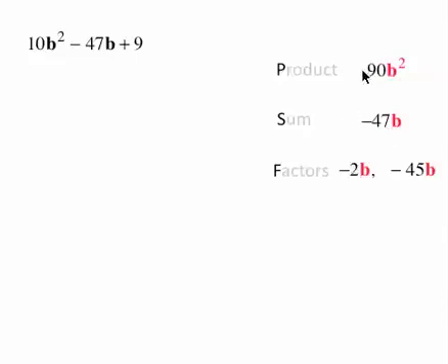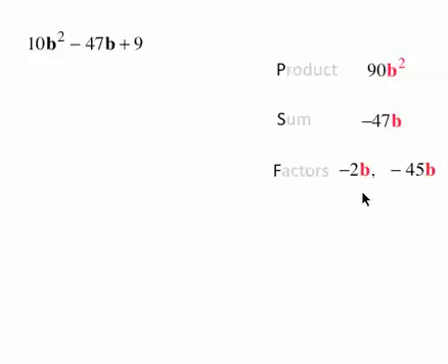And now, because the product is positive, it means these two factors must have the same signs, right? A negative multiplied by a negative gives you a positive, and a positive multiplied by a positive gives you a positive. So these two have to have the same signs. And they add up to give us a negative, which means they must both be negative. So you have to use the clues here.